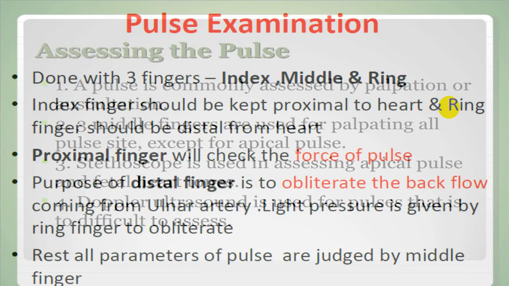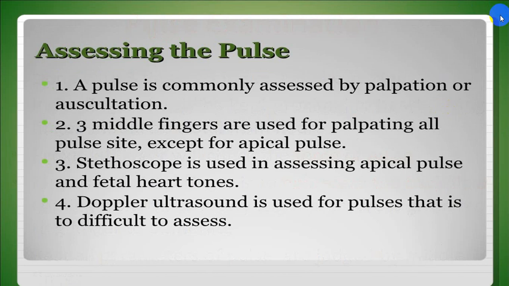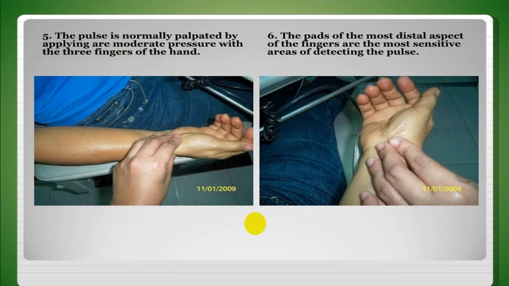If I show you that particular diagram here, while assessing a pulse, 3 fingers are utilized. A stethoscope is used for assessing the apical pulse and fetal heart sounds. Doppler can be utilized to confirm those different sounds, but by and large we don't use a Doppler. While examining a pulse, best is a finger. So while you are examining a pulse, this is the 3-finger method.